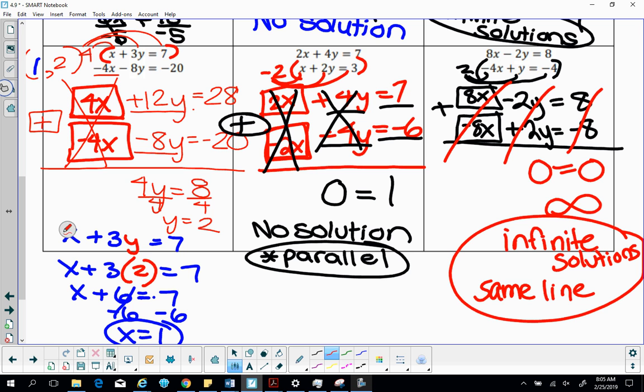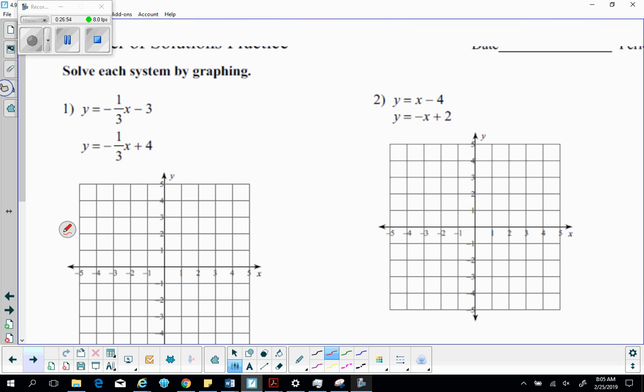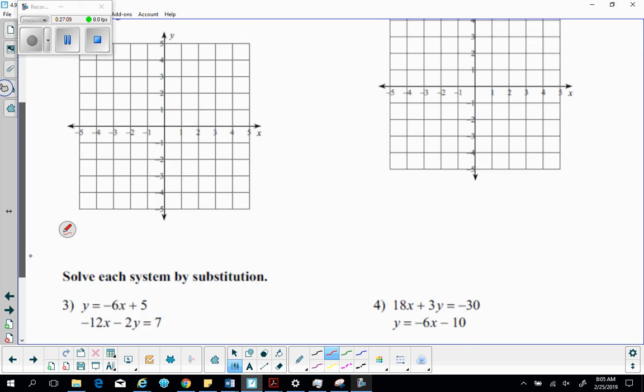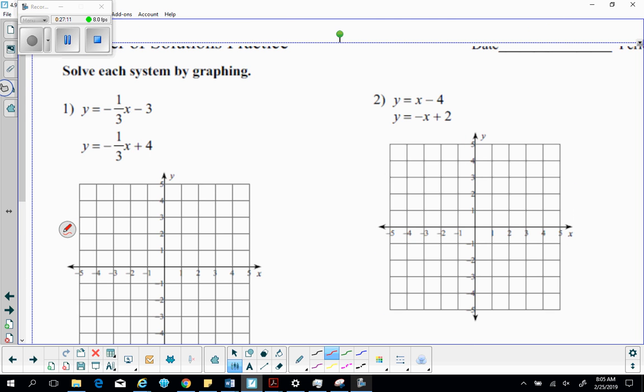Okay, so what you're doing for the rest of this period, which is only 10 minutes, is working on the worksheet in front of you. Some of them are one solution, some of them are infinite, some of them are no solution. So you're solving each of these. It says graphing, they even tell you what to do. The next is substitution, the next one's going to be elimination. And so you're practicing using these problems.